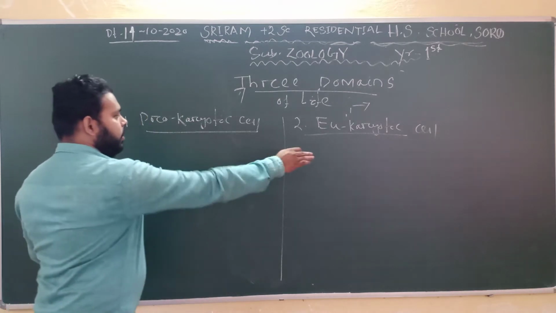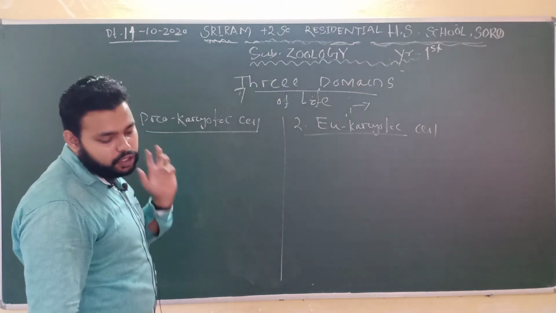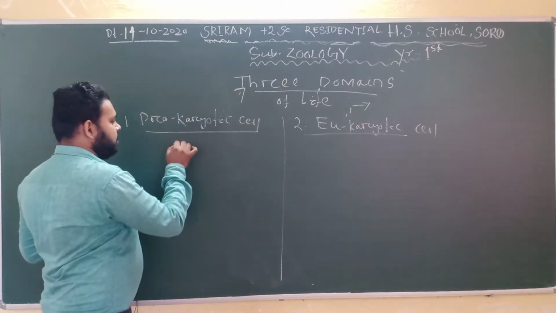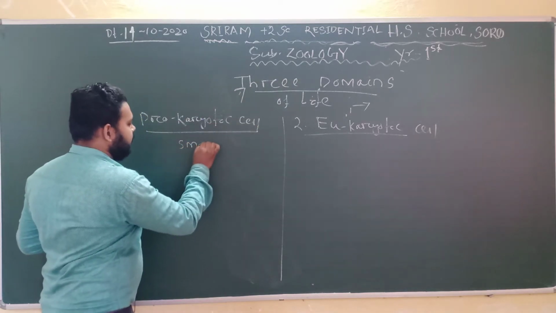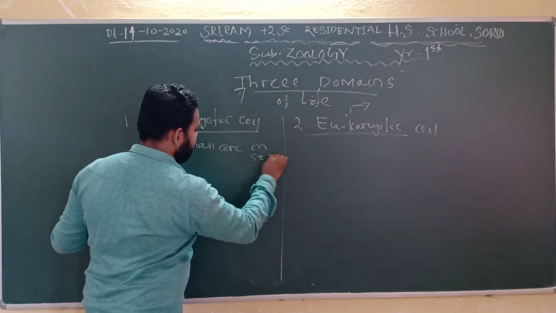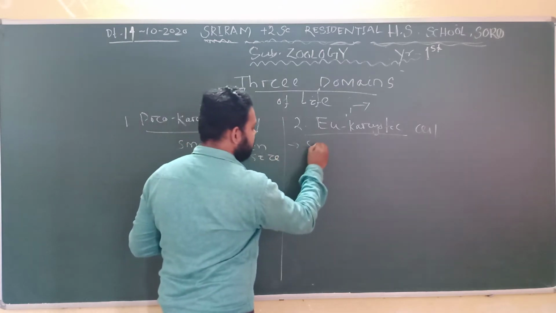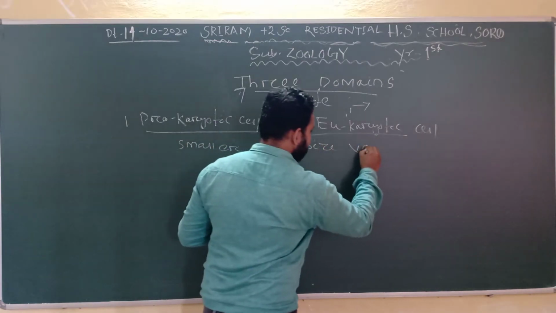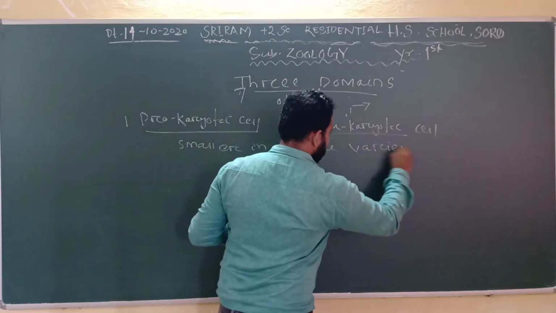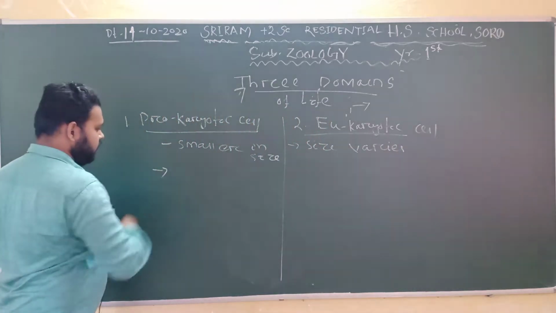And what is the difference between prokaryotic cells and eukaryotic cells? These prokaryotic cells are smaller in size, and in case of eukaryotic cells their size varies.